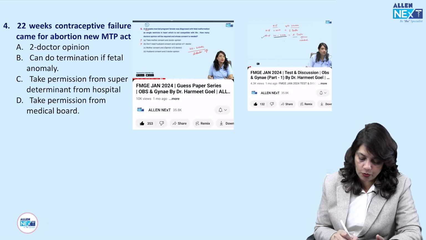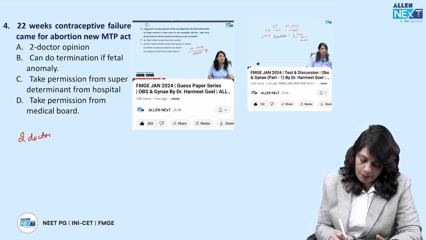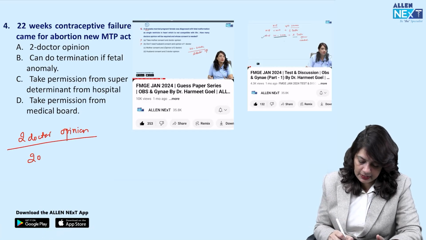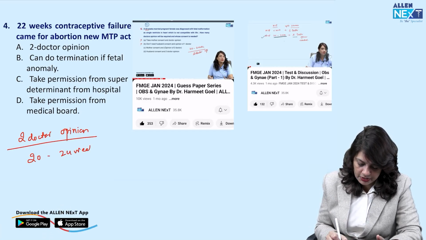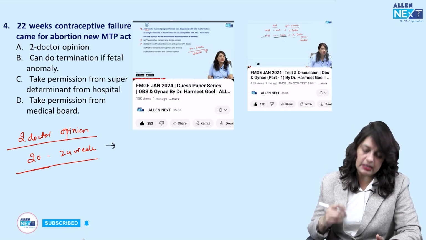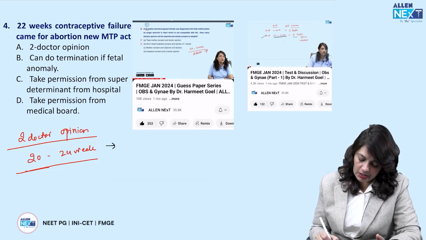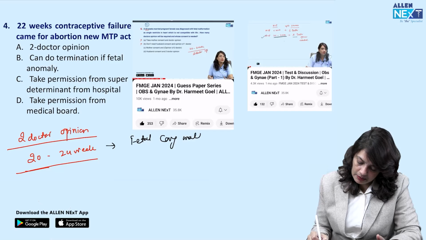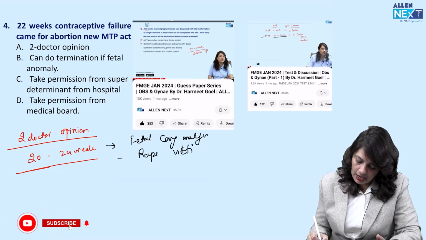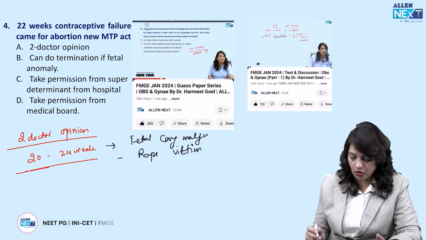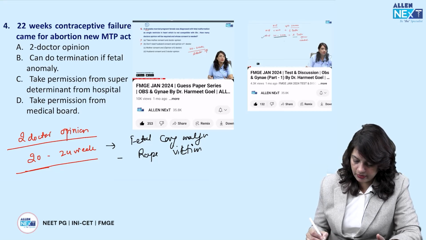Like two doctors' opinion is given if the pregnancy is between 20 to 24 weeks. This is correct. But mind it, this is reserved for those patients where the fetus has any congenital malformation, or if she is a rape victim and the pregnancy has crossed beyond 20 weeks. Only then is two doctors' opinion recommended.